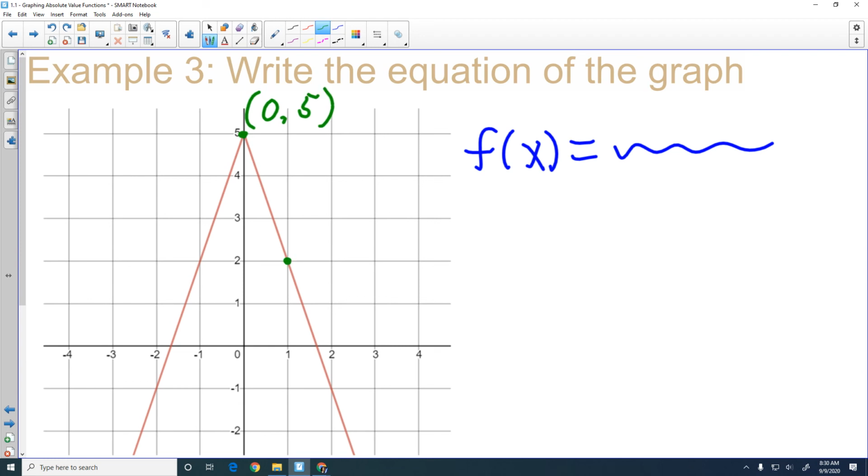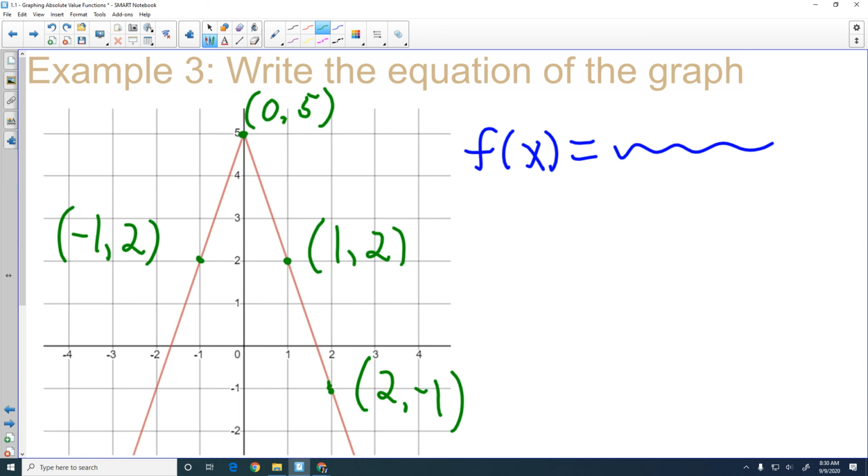Then you've got points at 1, 2, and 2, -1. So make sure when you sketch this out, you hit those points. Then over here at -1, 2, and down there at -2, -1. So make sure your sketch hits those 5 points and write the equation of that.